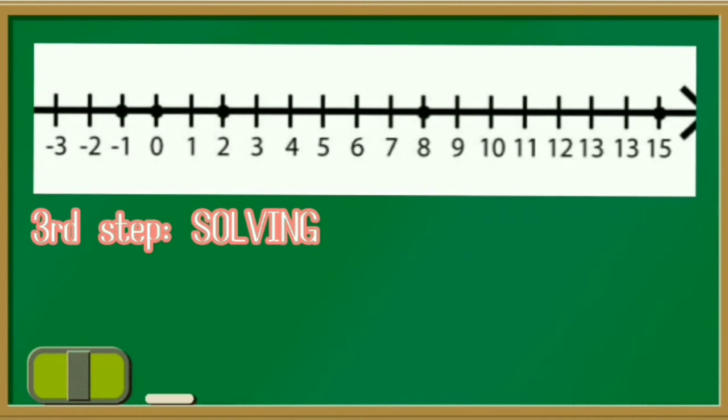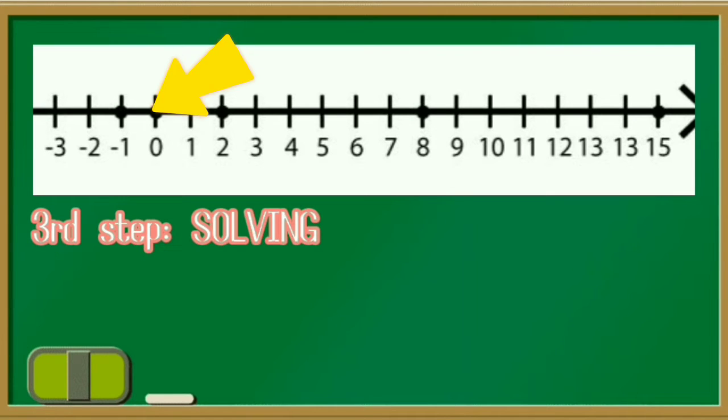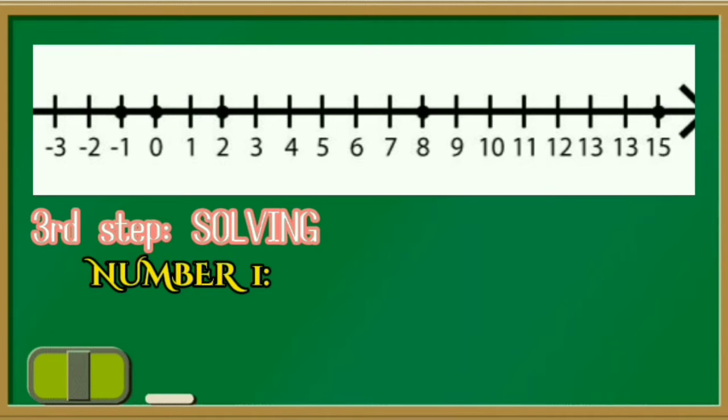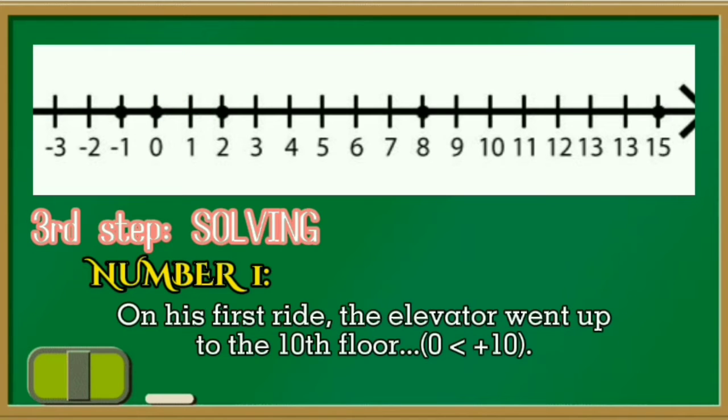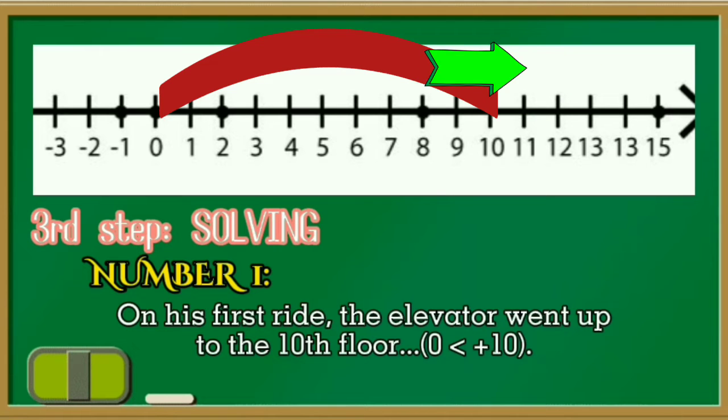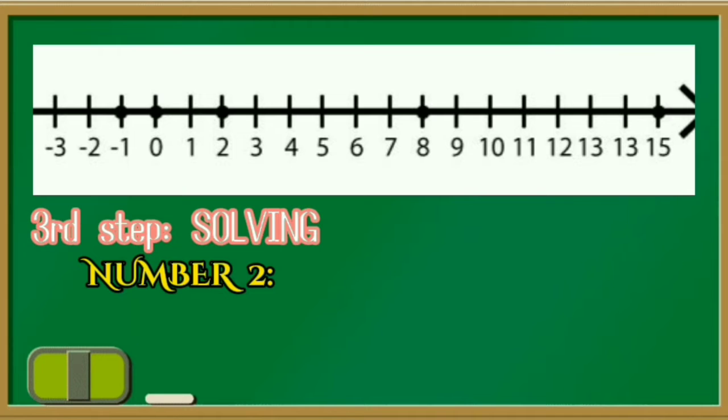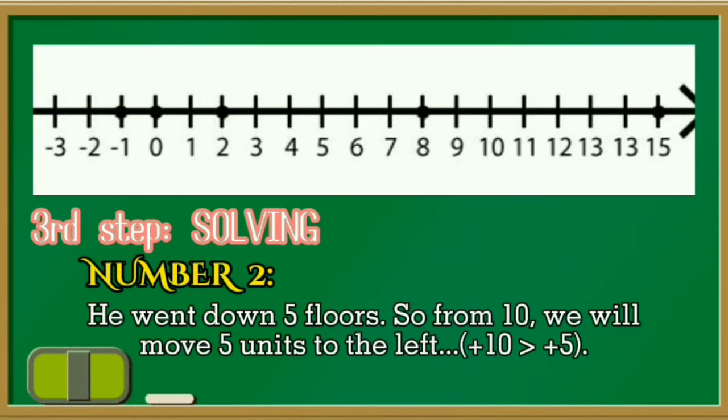Using a number line, we will follow the directions of the elevator and locate where the messenger stopped. He starts at 0 as the starting point of the elevator's movement. Number 1. On his first ride, the elevator went up to the 10th floor. And this is the illustration of our number line. Number 2, he went down 5 floors. So from 10, we will move 5 units to the left. So here is our illustration in the number line.